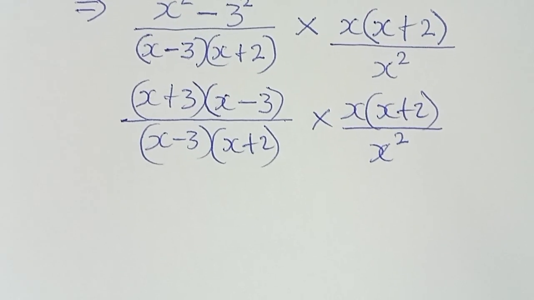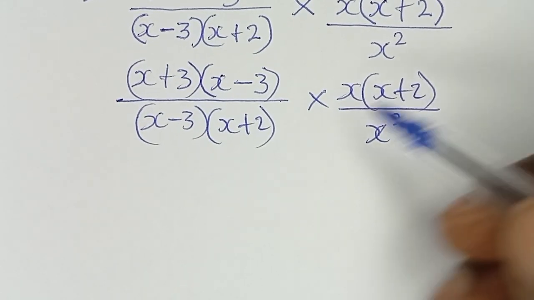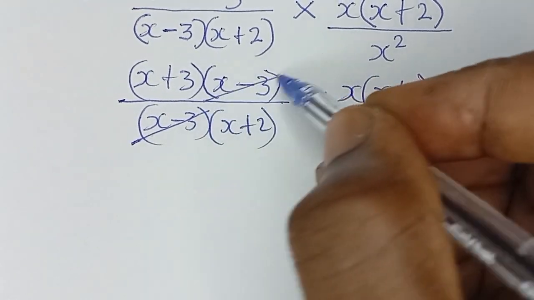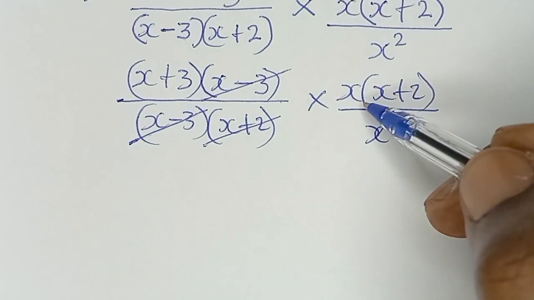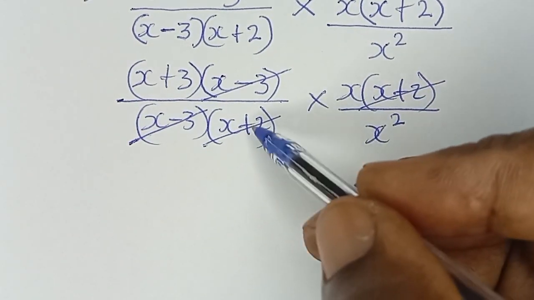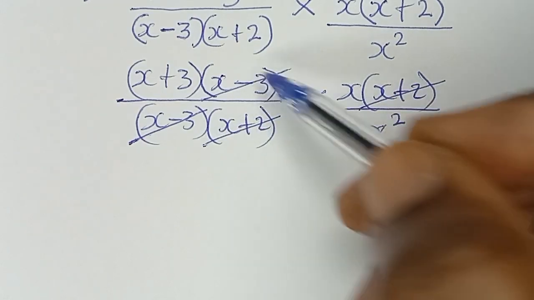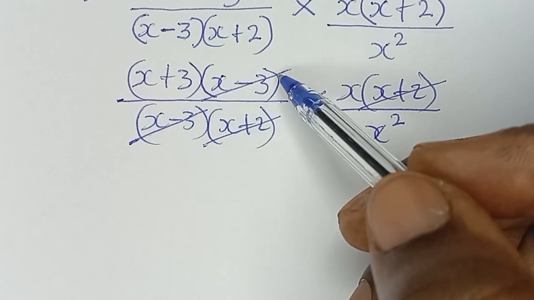Now, the next thing for us to do is to cancel the same terms. So this is x minus 3. It can cancel x minus 3 here. This is x plus 2. It can cancel x plus 2 here. Don't forget, this is multiplication, so we can cancel like this, and we can also cancel across like this. So this cancels this, and this cancels this.